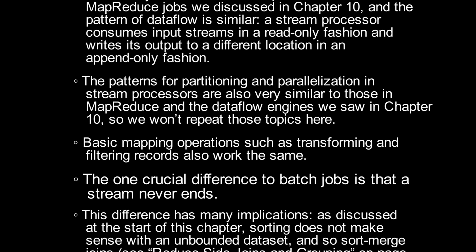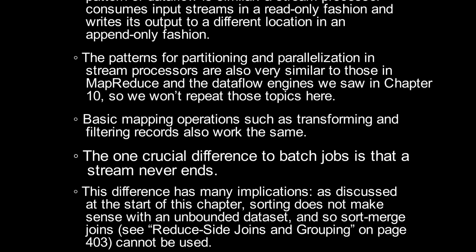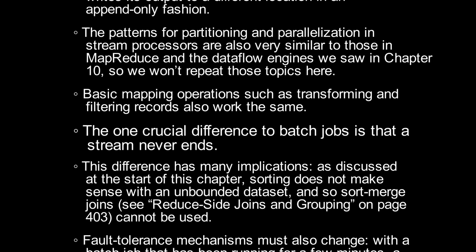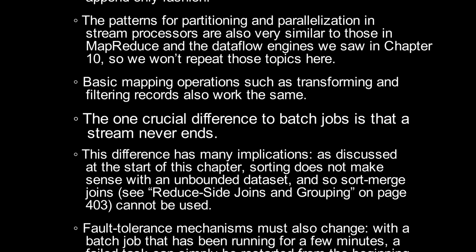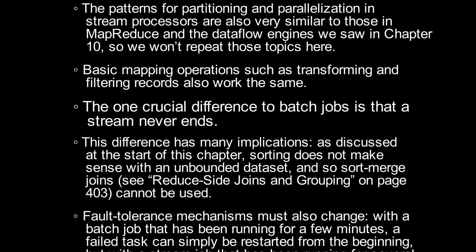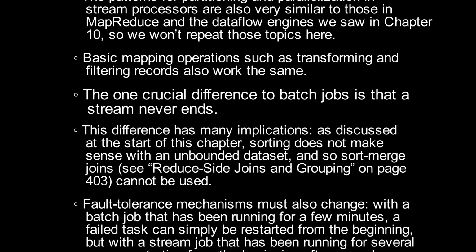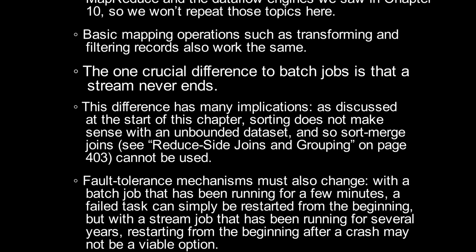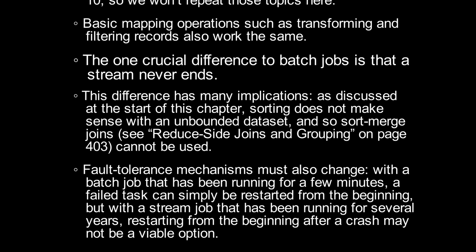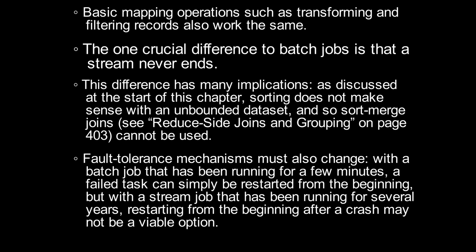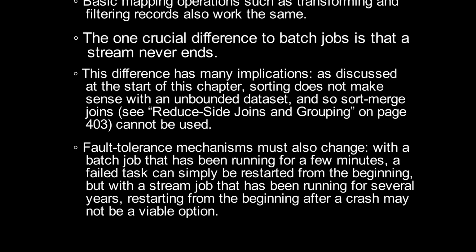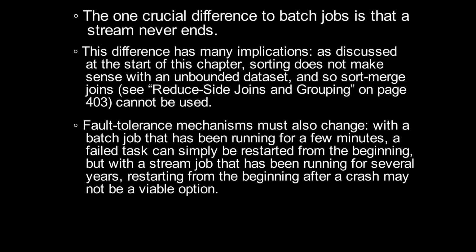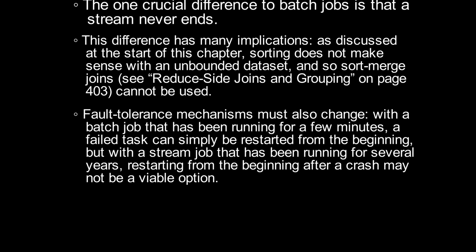The one crucial difference to batch jobs is that a stream never ends. This difference has many implications, as discussed at the start of this chapter. Sorting does not make sense with an unbounded dataset, and so sort-merge joins, see reduce-side joins, and grouping on page 403 cannot be used. Fault tolerance mechanisms must also change. With a batch job that has been running for a few minutes, a failed task can simply be restarted from the beginning, but with a stream job that has been running for several years, restarting from the beginning after a crash may not be a viable option.